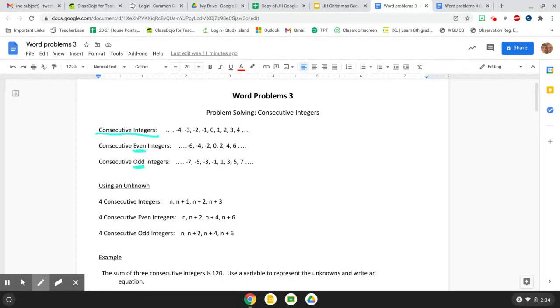Okay, so you know what an even number is, you know what an odd number is. Obviously, we're dealing with integers, so we have those negatives as well. But we're going to have to represent that in an equation.